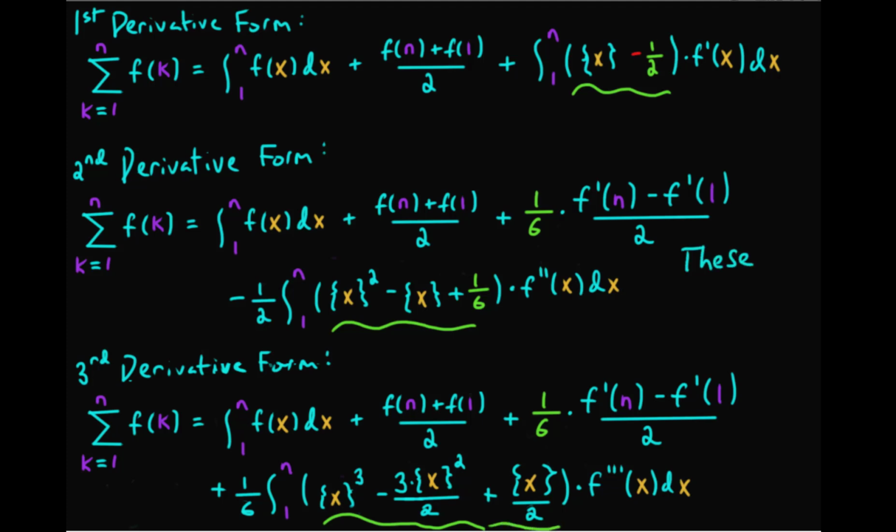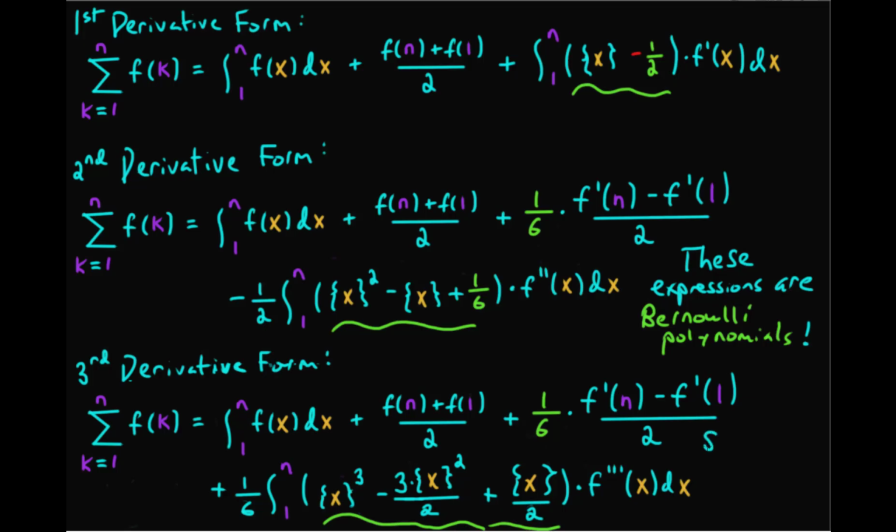an incredible pattern here, which is that the polynomial expressions inside the remainder integrals are not just ordinary polynomials. They're in fact very special polynomials called Bernoulli polynomials. And these polynomials are intimately connected with the Bernoulli numbers. In fact, we can think of them as a generalization of the concept of Bernoulli numbers. And so if you're at all interested in learning more about these polynomials and their amazing properties, I would encourage you to watch my previous video on this topic.